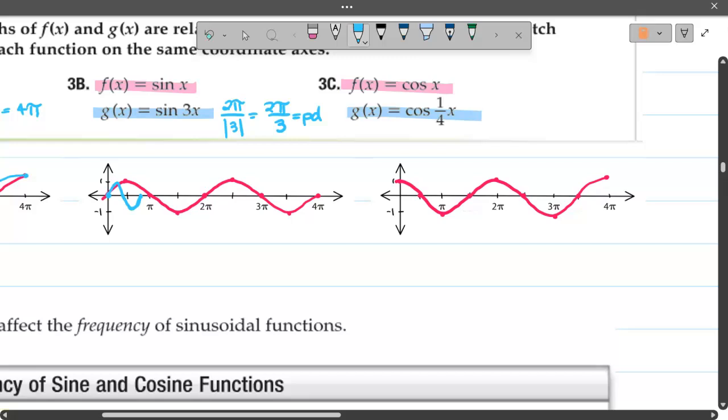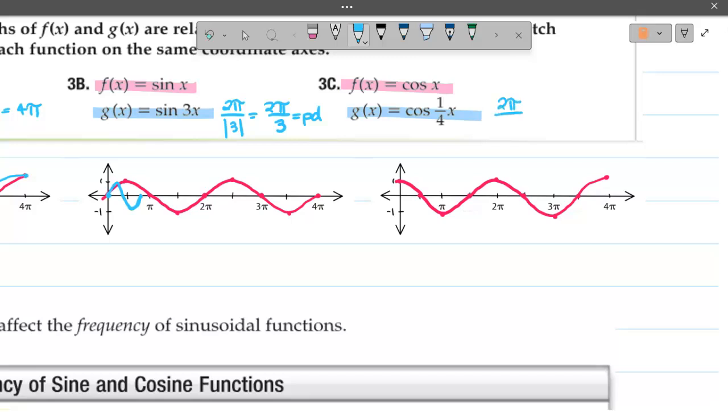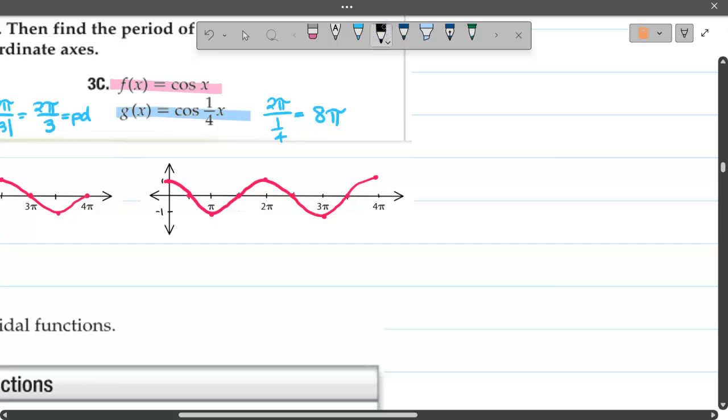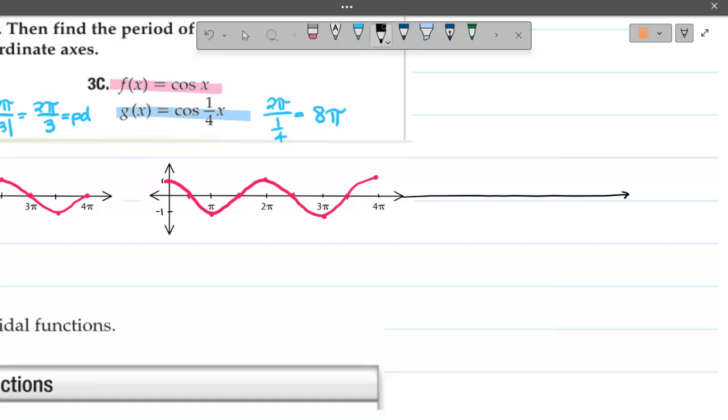Cosine of 1/4, we're going to take 2 pi, put it over the absolute value of 1/4, which is 1/4. This is the same thing as 2 pi divided by 1/4, or 2 pi times 4, which is 8 pi. So you can see this is going to require stretching out our graph a bit, making it a little bit longer. There's 5 pi, 6 pi, 7 pi, and finally 8 pi.